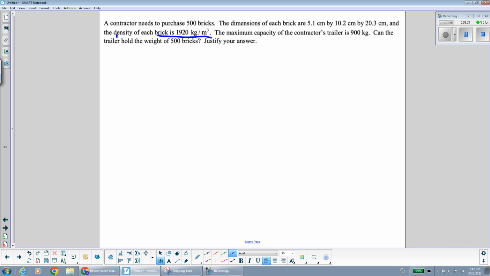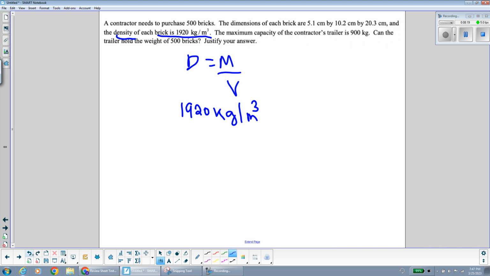Once again, this question gives us the density, so we're going to be using our density formula. Density equals mass over volume. Let me put in the density. So remember to include units because sometimes you have to do a conversion. And if you don't include your units, it's going to be really hard to see if you need to do one.